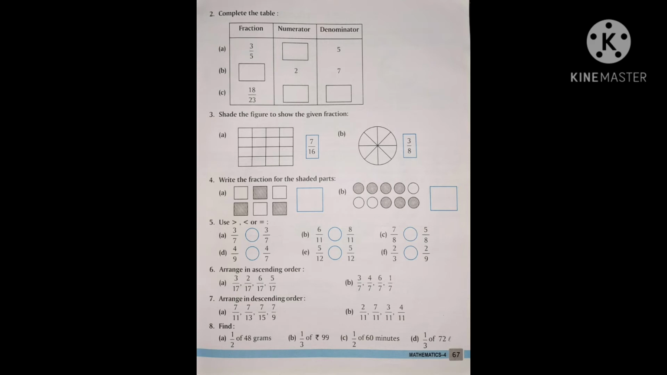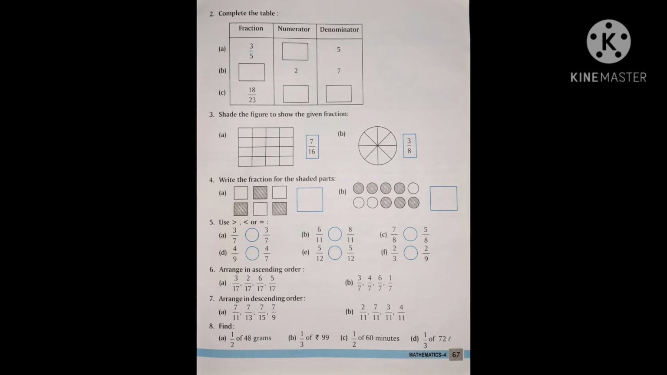You have to count the total number of parts in the circle. There are 8 parts. If you count, you will find that there are 8 parts. Now, you have to color 3 parts out of these 8 parts. You have to count 3 parts and color it. Fourth question is, write the fraction for the shaded parts.